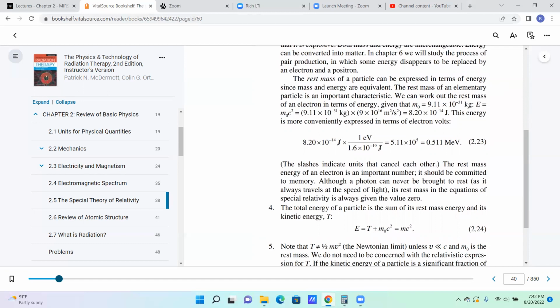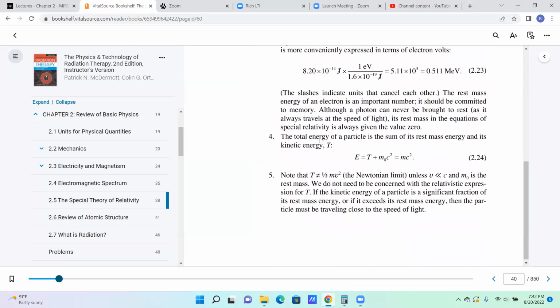So the rest mass of a particle can be expressed in terms of energy since they're equivalent. If you have a rest mass of basically the mass of an electron, the energy is going to be equal to that multiplied by the speed of light squared, or that number of joules. If you put it in MeV, this is what it turns out to be, 0.511 MeV.